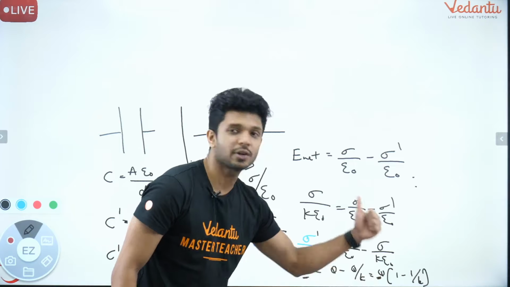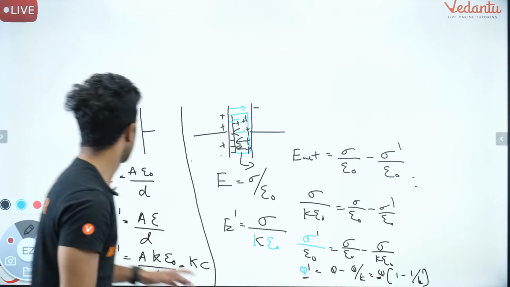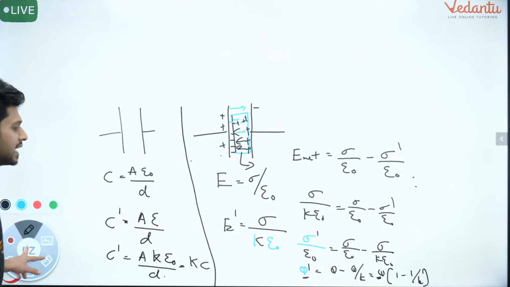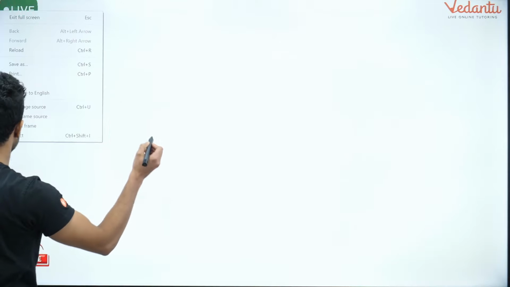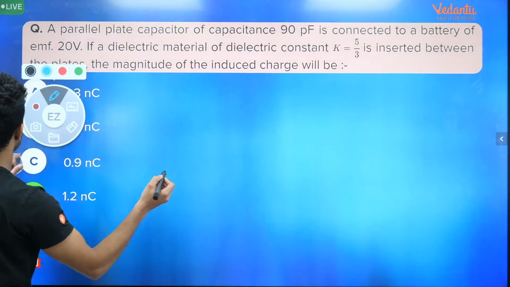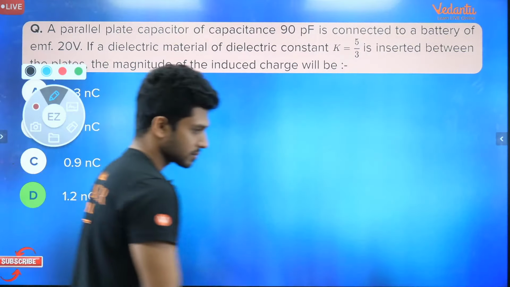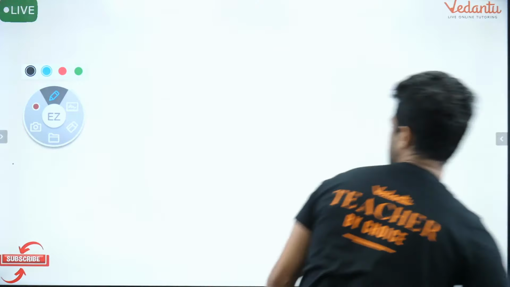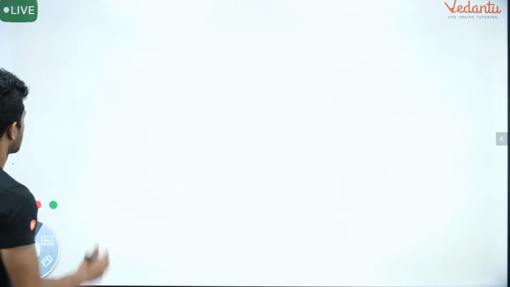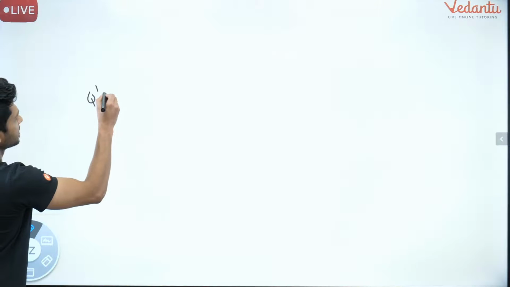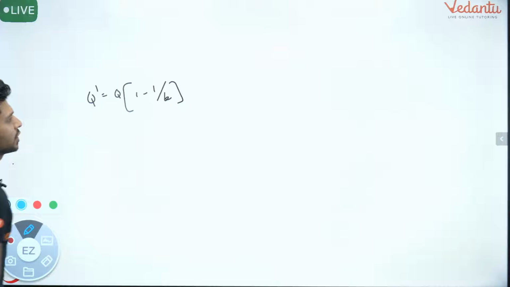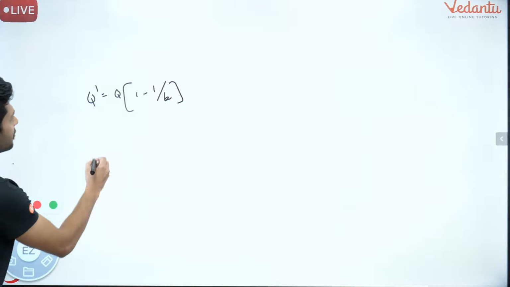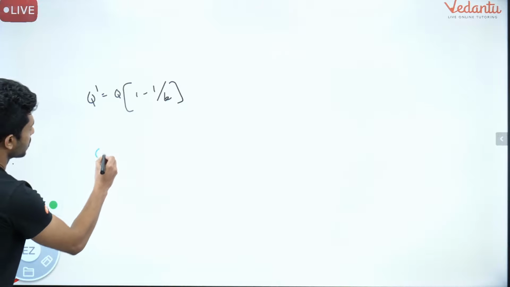So first we have to find out the charge on the plates. How will you do that? I'm going to clear whatever is there on the board, and I'm going to write the equation whatever we have solved now. What we have solved: Q dash is equal to Q into 1 minus 1 by K. Yes or no? So I have to find out this particular Q.